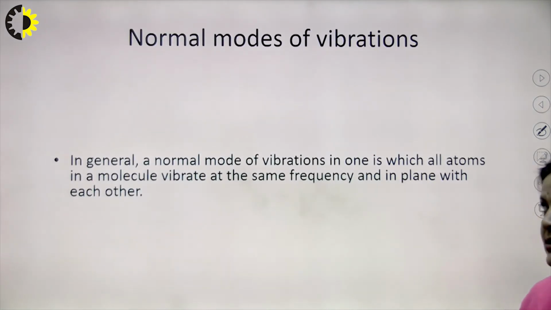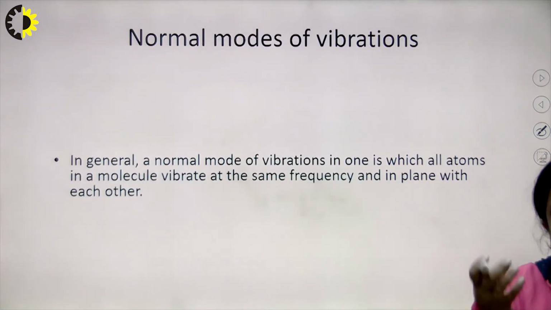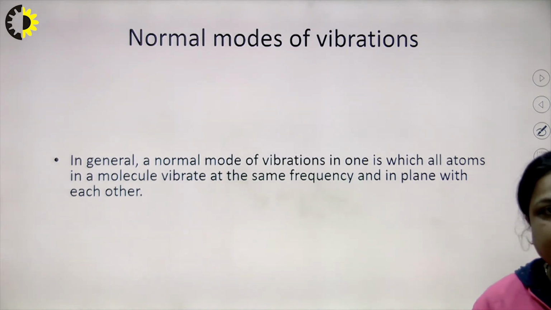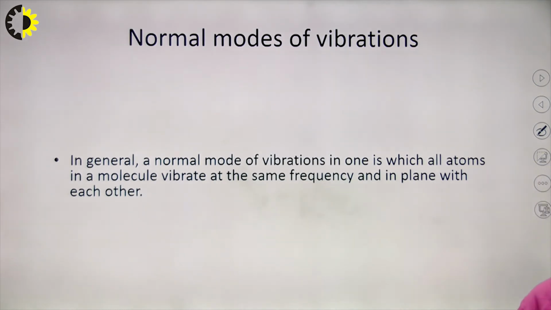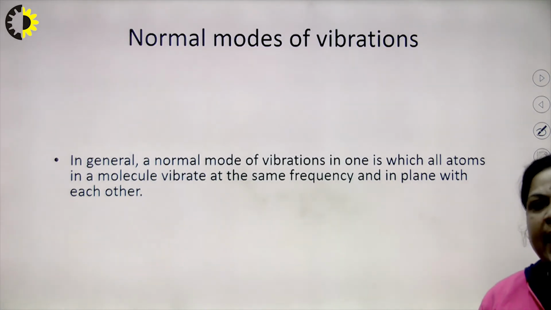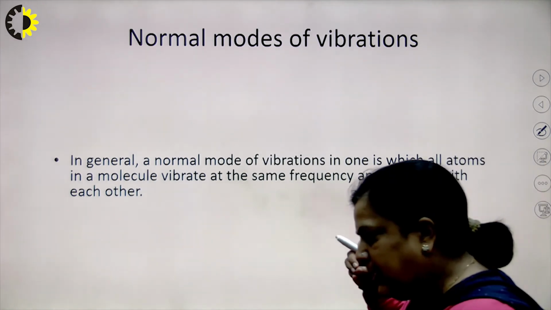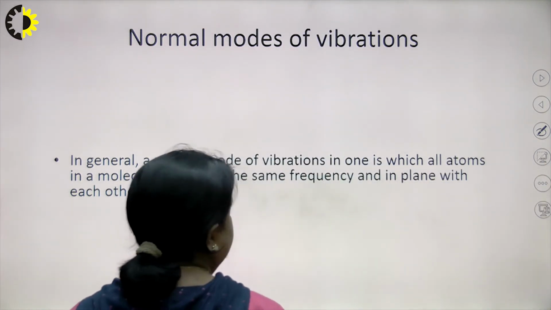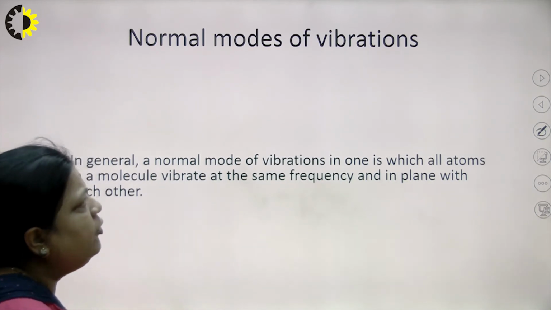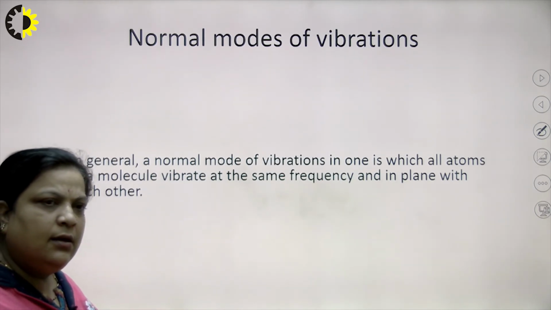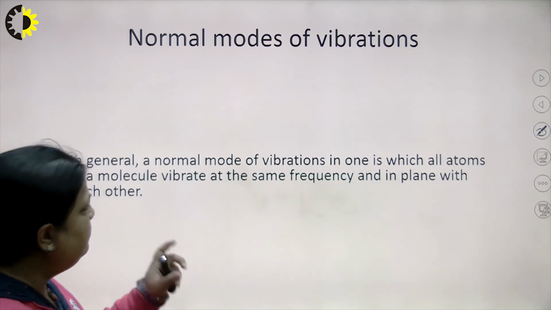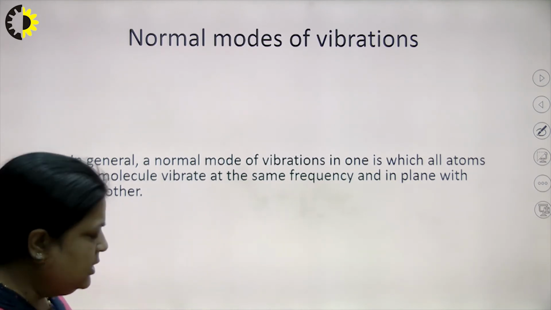Now, this is the important topic, normal modes of vibrations, that is types of vibrations. Normal modes of vibration is one in which all atoms in a molecule vibrate at the same frequency and in plane with each other. That is, there are types of normal modes of vibrations when the molecules vibrate.